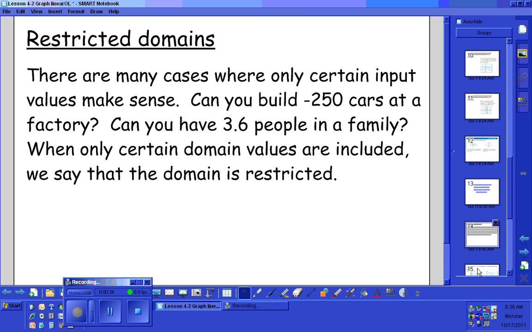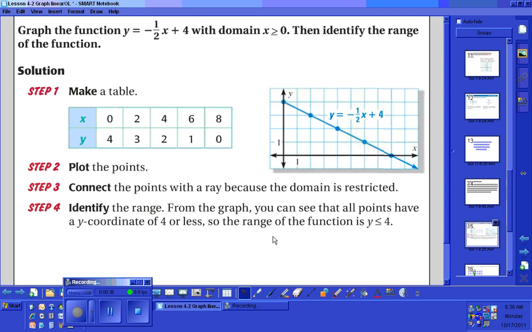the domain is restricted. For example, in this function, we have restricted the domain to x is greater than or equal to 0. So the only values we're interested in would be the ones where the value of x is greater than or equal to 0.